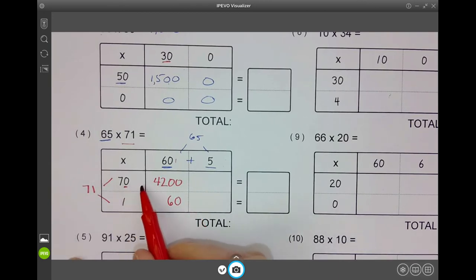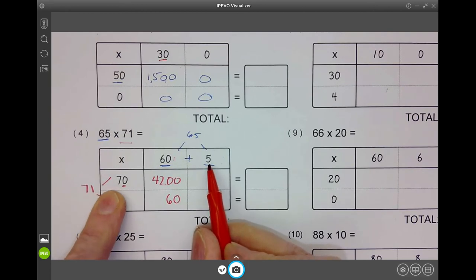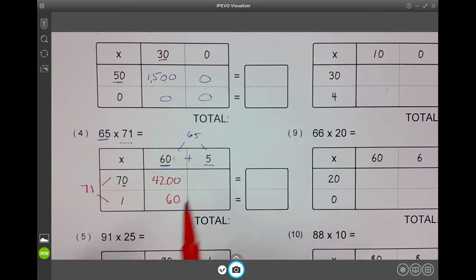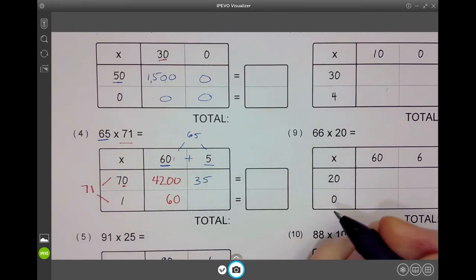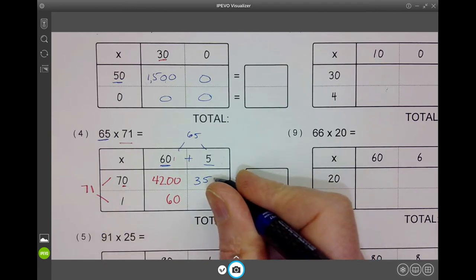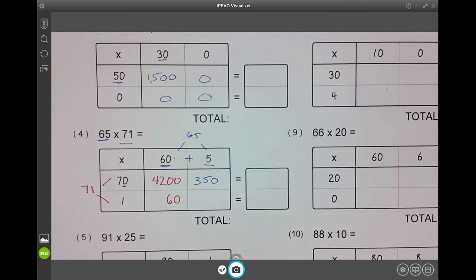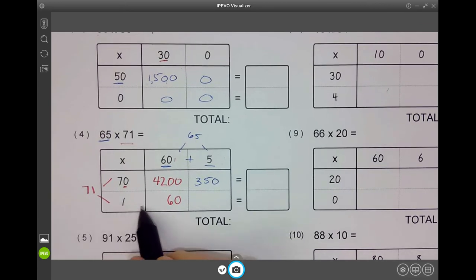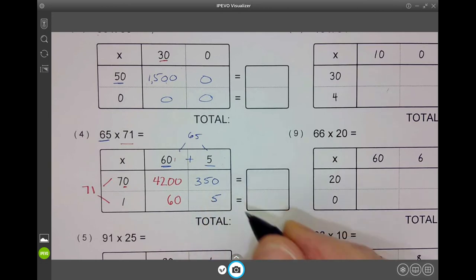Now, if 70 was traveling over and 5 was traveling down, the 70 and the 5 would meet right here. 7 times 5 is 35. There is that extra 0 here. This is 7 tens, so we're going to have 35 tens. 35 tens is 350. And then, of course, 1 and 5 meet right here. One group of 5 is 5.